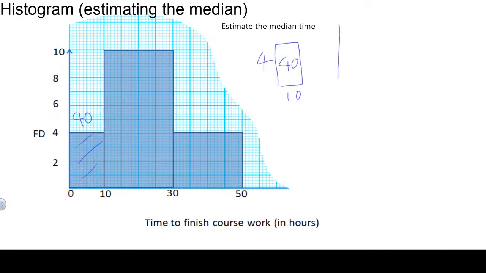The second bar, it's got a height of 10 and a width of 20. Well, how do I know it's a width of 20? Well, that's 30 and that's 10. 30 take away 10 is 20. So that's a width of 20. 10 times 20 is 200. So the second bar represents 200 people.